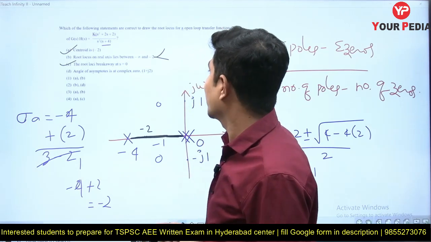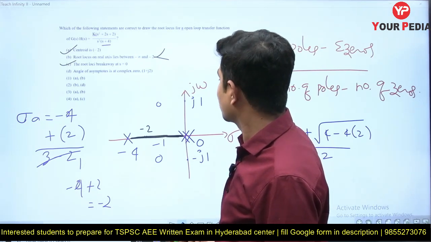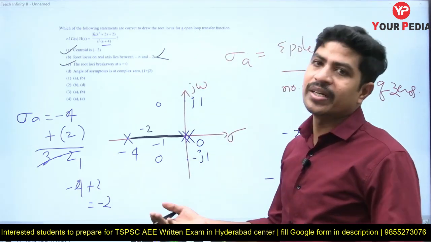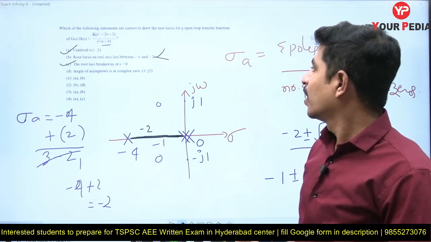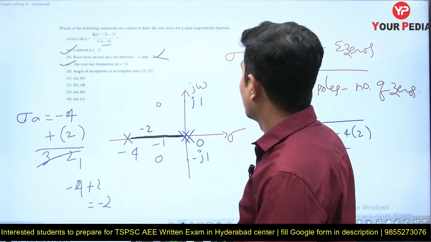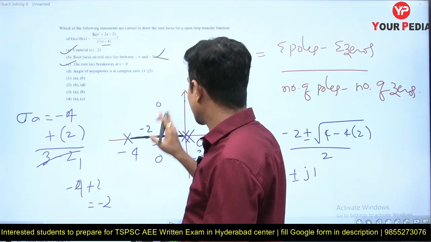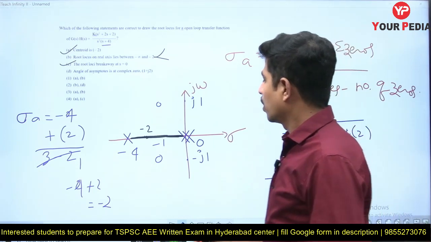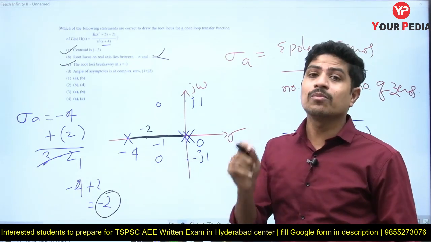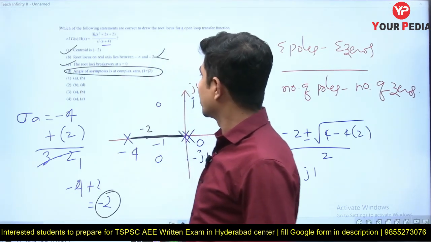Fourth one. Angle of asymptotes is at complex 0, minus 1 plus j2. I think there is some ambiguity with this option. The angle must be in degrees. No, asymptotes will be existing at minus 2 plus j1. Why? Because we got the centroid, and the centroid is at minus 2. Sorry, not at j1. The centroid is at minus 2, therefore asymptotes will be existing at minus 2. There is some ambiguity with option D. I think there is a printing mistake.